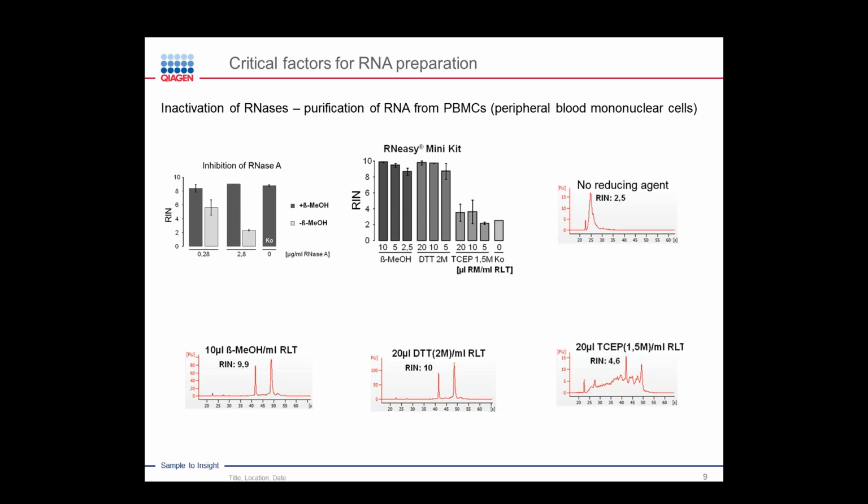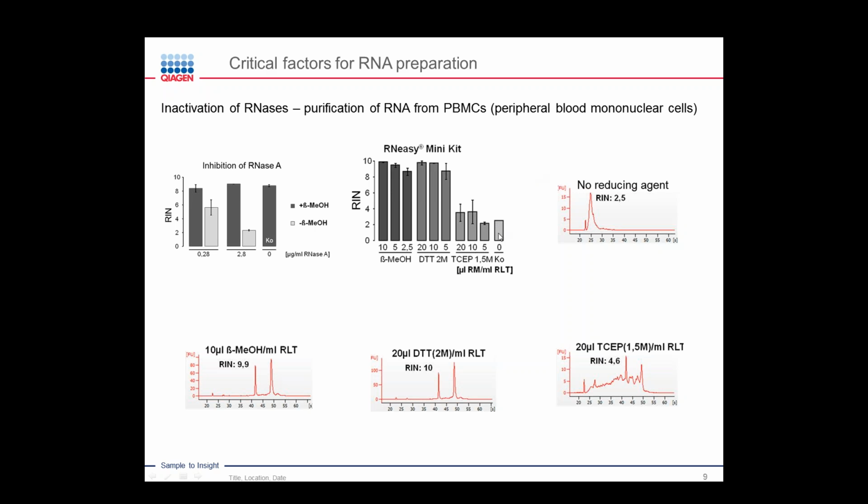The readout was also the RIN value as an indicator for RNA integrity. There is nearly no difference for the extractions using either beta-mercaptoethanol or DTT at the recommended concentrations. In contrast, TSAP, a phosphine-based reduction agent, is not sufficient to prevent RNA degradation and not sufficient to inhibit RNases. The control without the addition of reduction reagent is degraded. You can see this here.